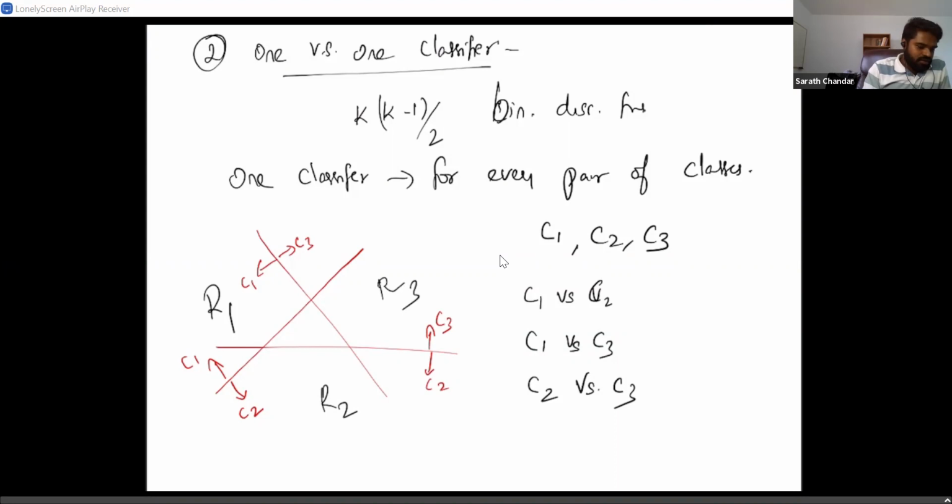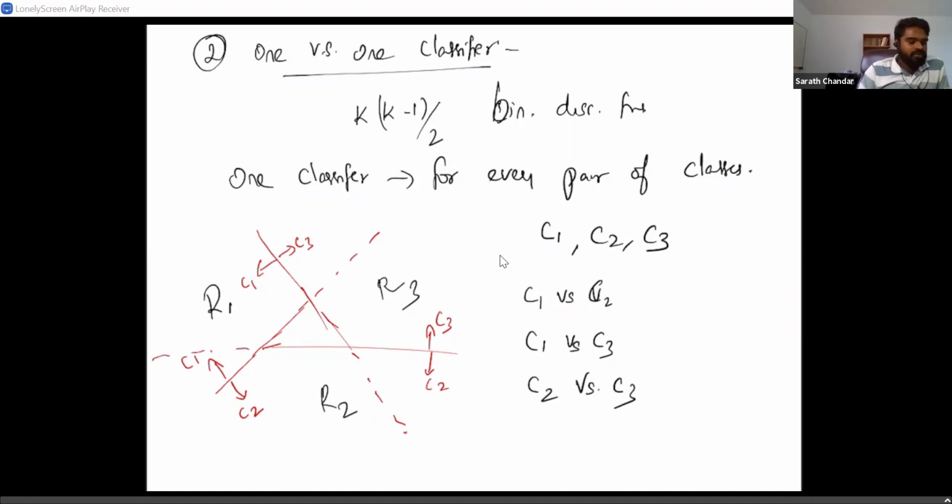And maybe I would just highlight the fact that this whole region is R3, right? Similarly, I would also remove this, and I would also remove this. When you do majority voting, this whole region is R2. Similarly, this whole region is R1, right?